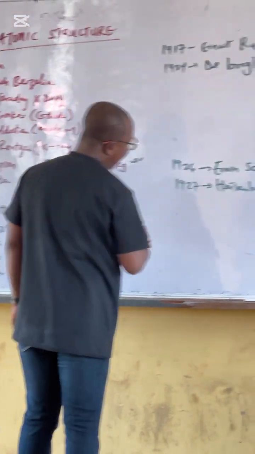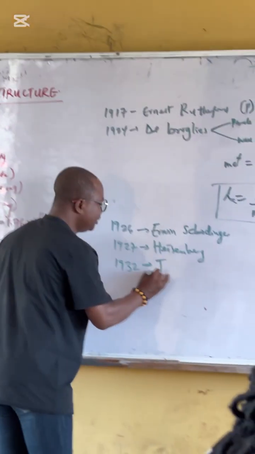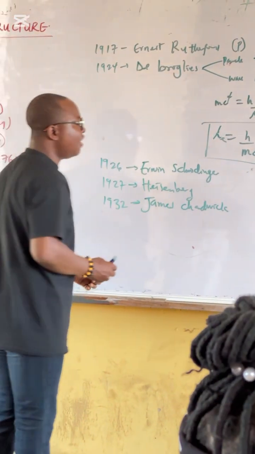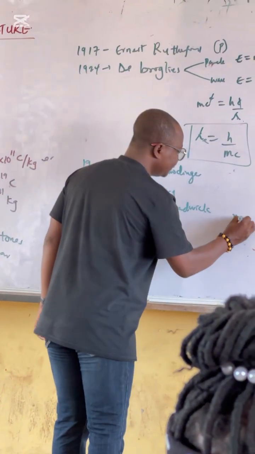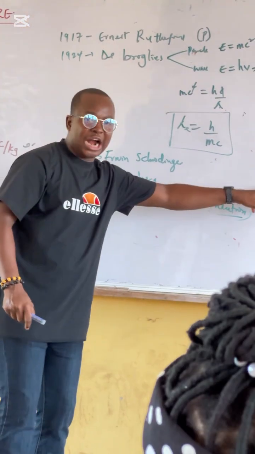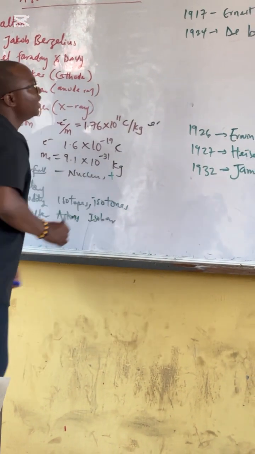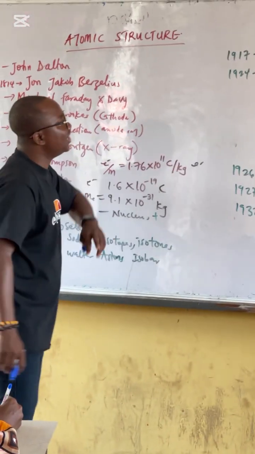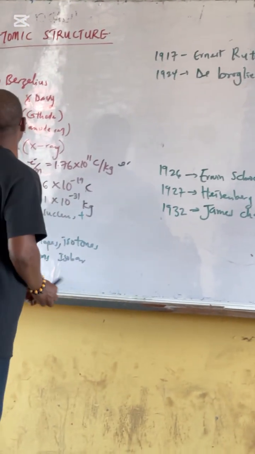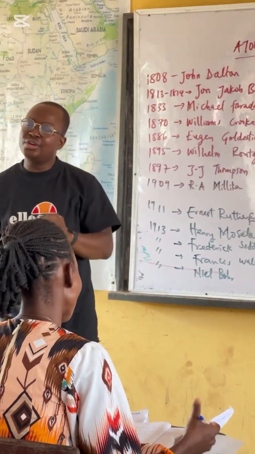And finally, in the year 1932, a scientist known as James Chadwick discovered what we call the neutron. A neutron is neutral. It has no charge. Nucleus is positively charged. Electron is negatively charged. And proton is what? Positively charged. These are the basic history of the development of the atom.